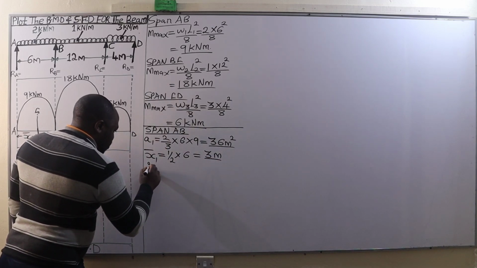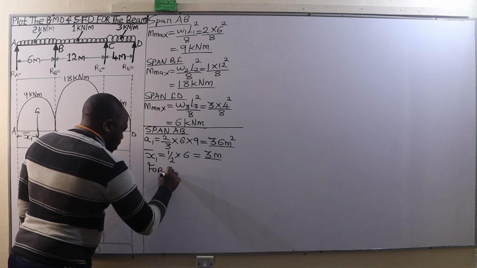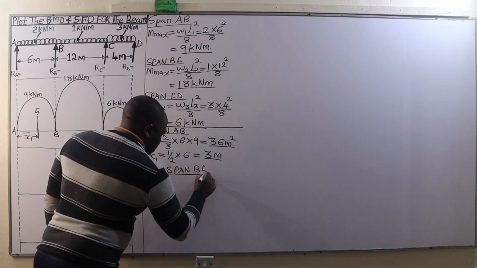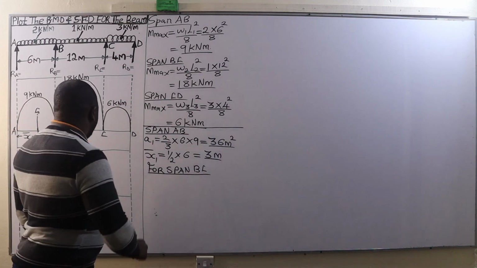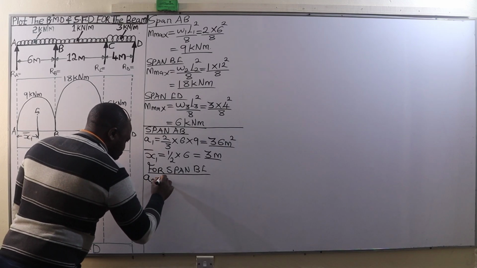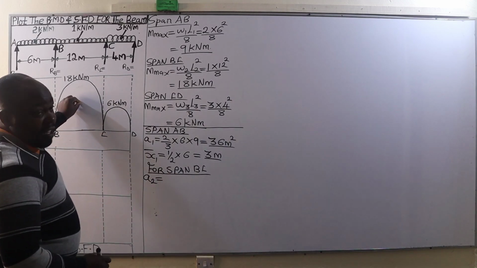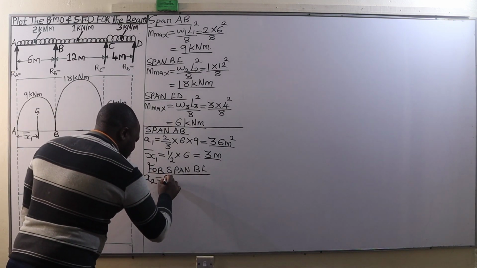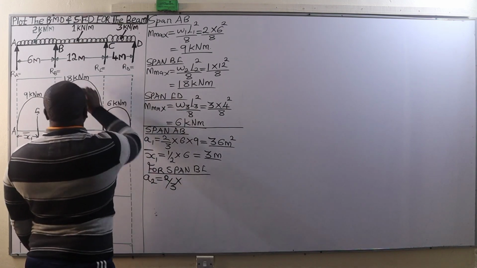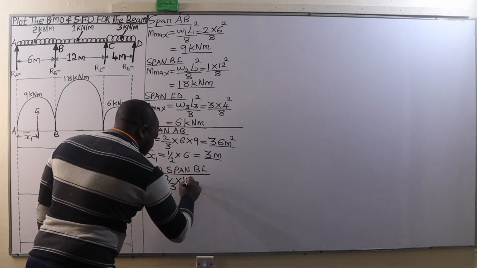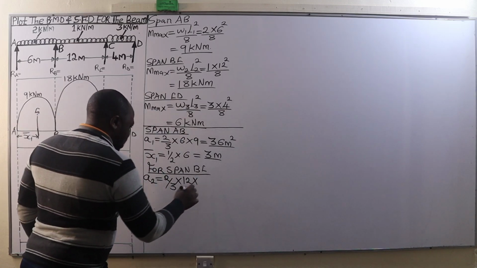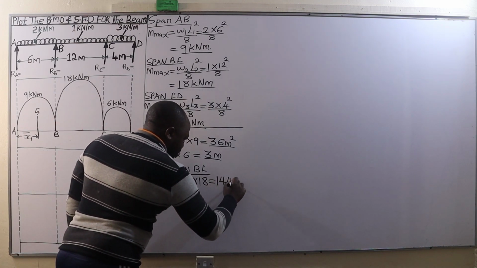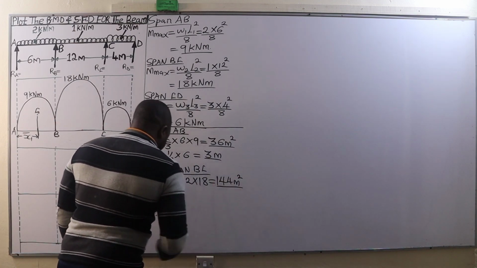From there we go to the span for span B to C. So for span BC, we are going to have A2. A2, that is the area of this bending moment diagram between the span B and C, which is going to be given by 2/3 of its base. The base is the span B to C, that is 12 meters, multiplied by the perpendicular height, which is 18 units, which is going to be 144 square meters.